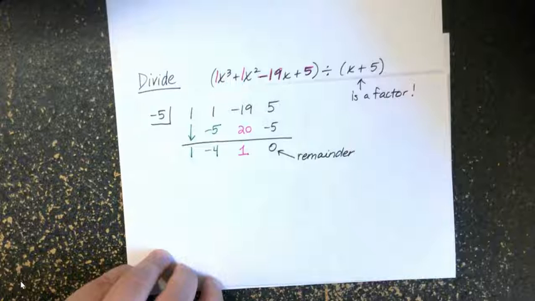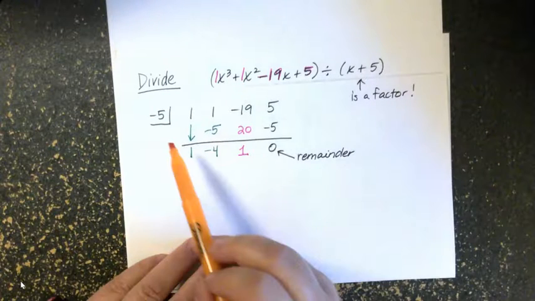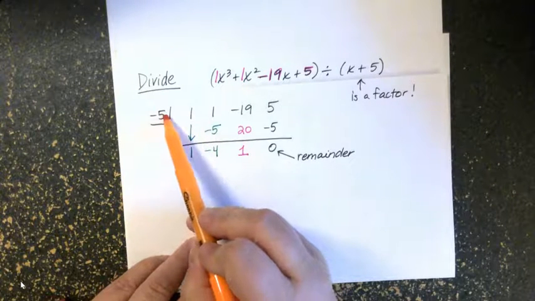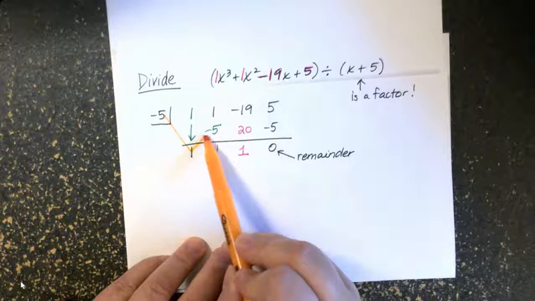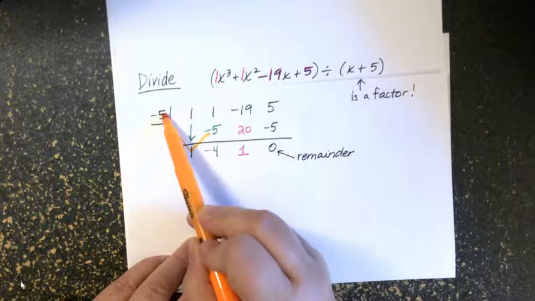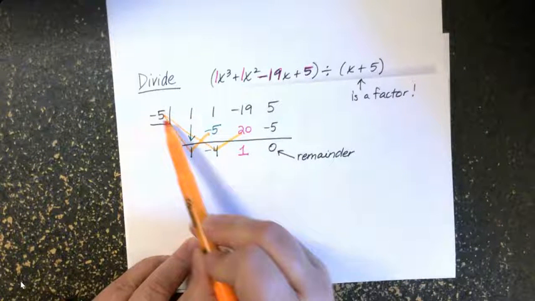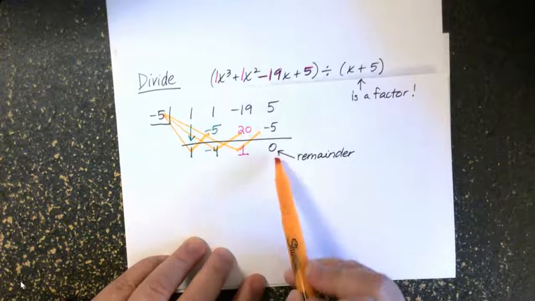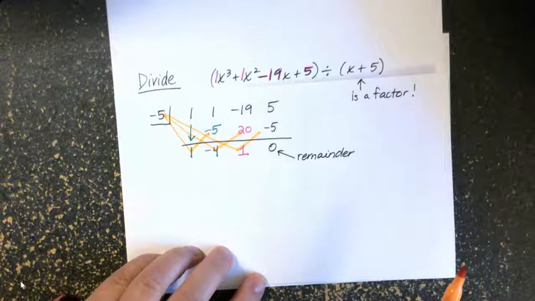All right, now let me just remind you of that sequence there, that cycle we did over again. This times this goes here and then add. This times this goes here and then add. This times this goes here and then add. So that's what we did over and over again.